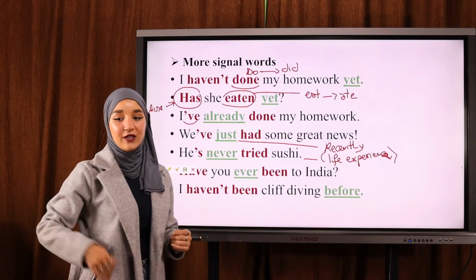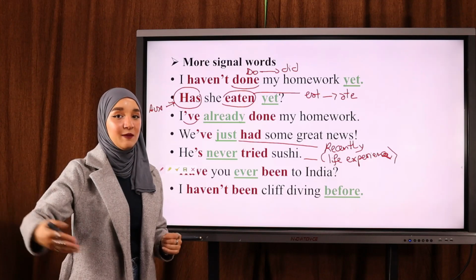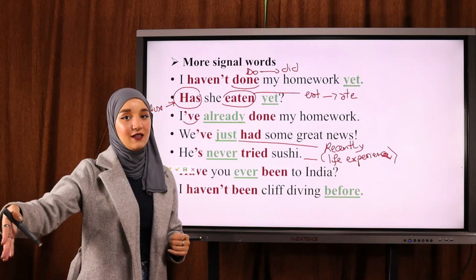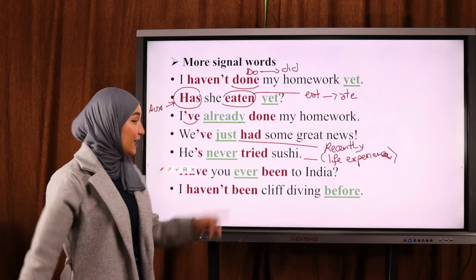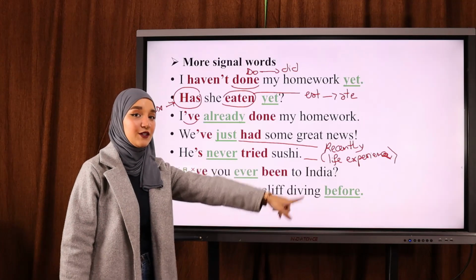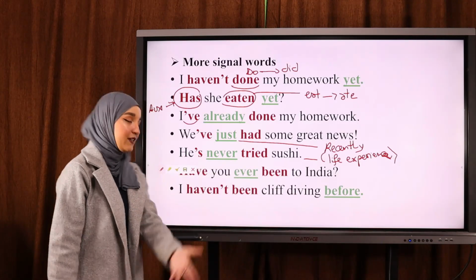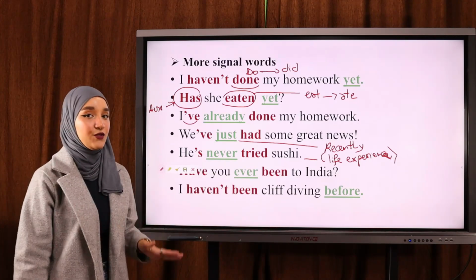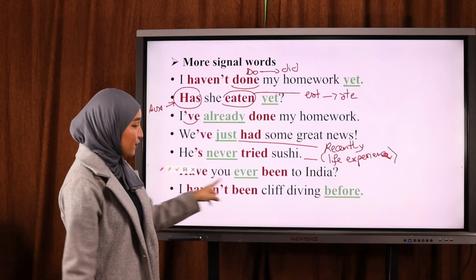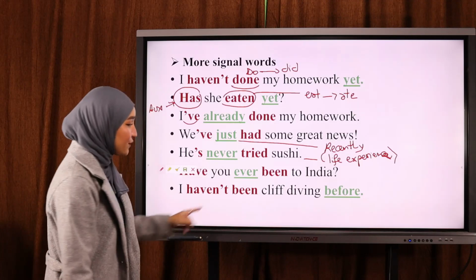She's never late to school. هي لا تتأخر عن المدرسة. Never, أبدا. So that is a routine. هنا أتحدث عن routine, عادة, سلوك. But in this example, I don't mean a routine. I mean a life experience. أنا أتحدث عن تجربة في الحياة, okay? So he's never tried sushi. هو لم يجرب سوشي من قبل. The next example, have you ever been to India? Have you ever?